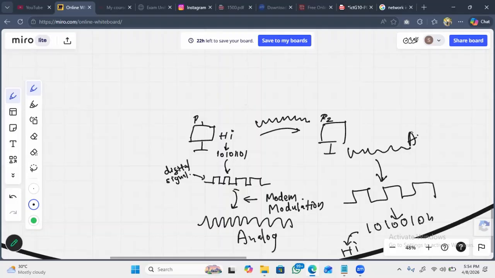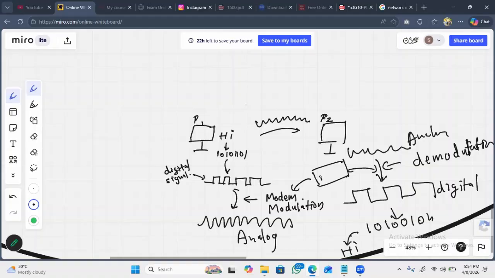Here we have analog. We got the analog from the sender. This is the receiver. We need to convert it back to digital. This is digital. This process is called what now? Demodulation. That is modulation, this is demodulation.